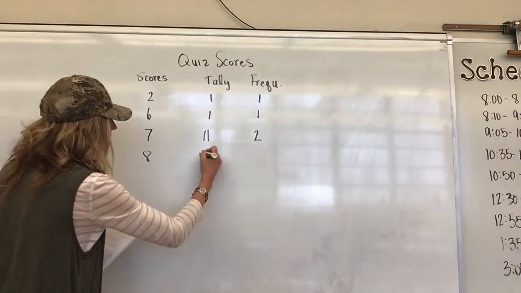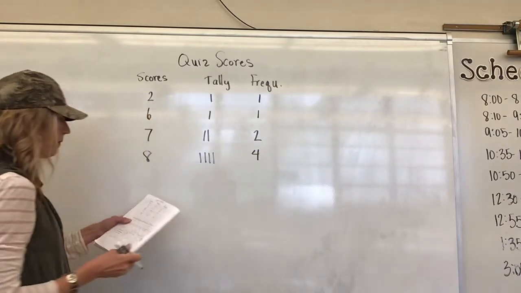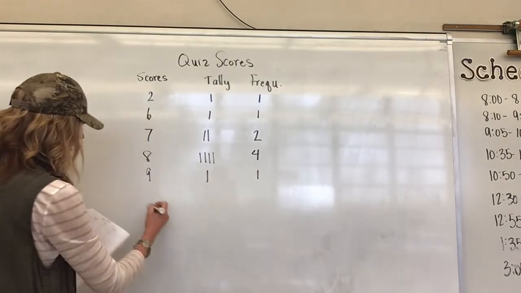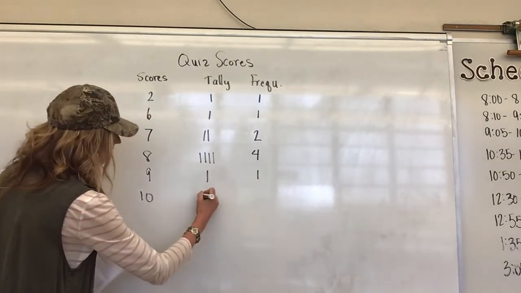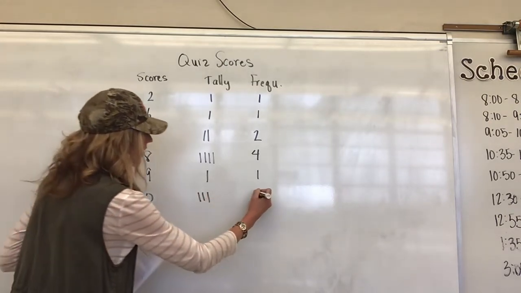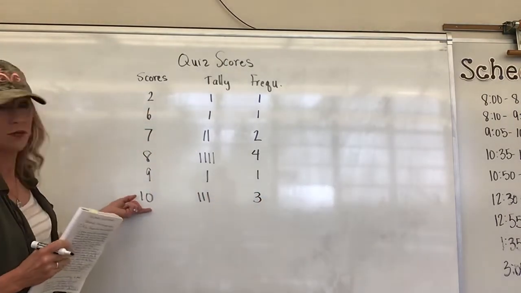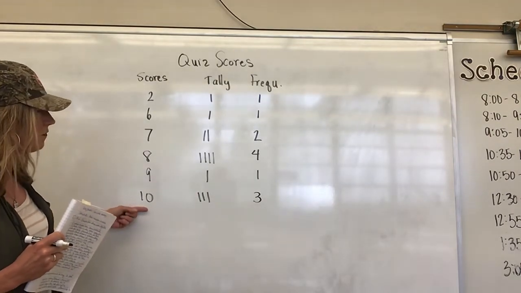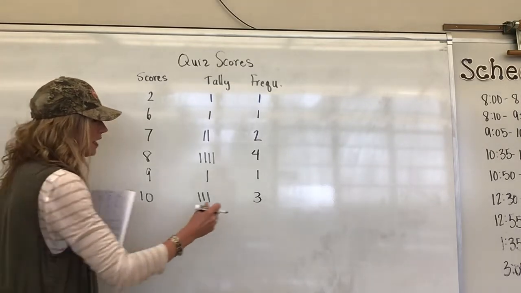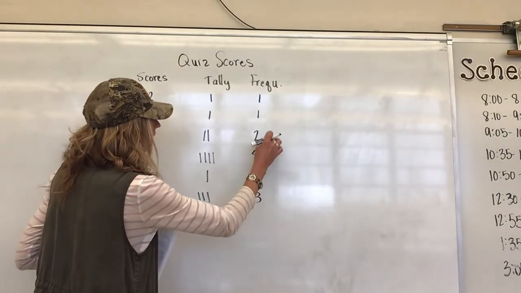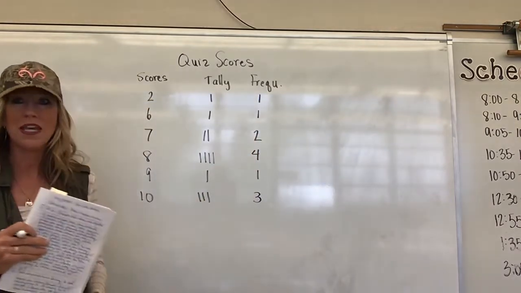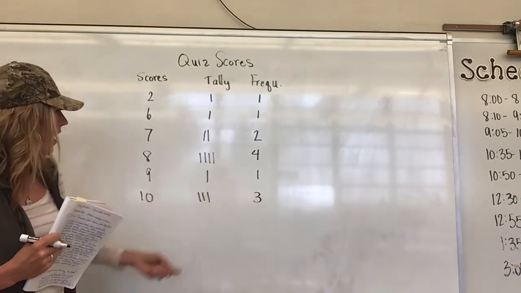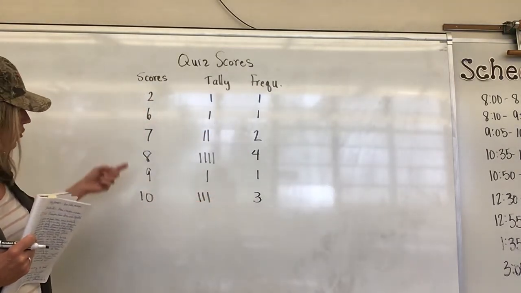8. 1, 2, 3, 4. 4 people scored an 8. 9. 1, 1. And then 10. 1, 2, 3. We saw 3 10s. That means 3 people scored a 10. Now that was the highest, so we're guessing that was the highest score. So it went from a 2 to a 10 for this group. Now let's see how many data pieces we had. 3, 4, 5, 6, 7, 8, 9, 10, 11, 12. That means there was 12 people taking this quiz. So we have 12 pieces of data. So we have 12 quizzes. And here we see it went from a 2 to a 10.